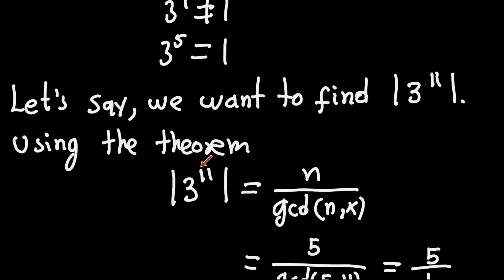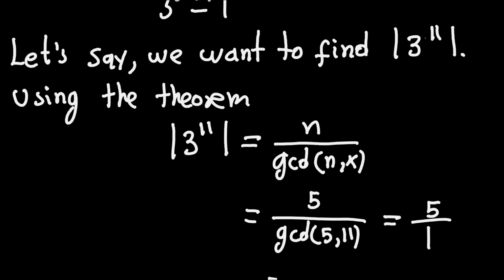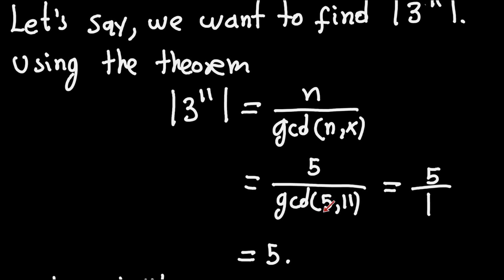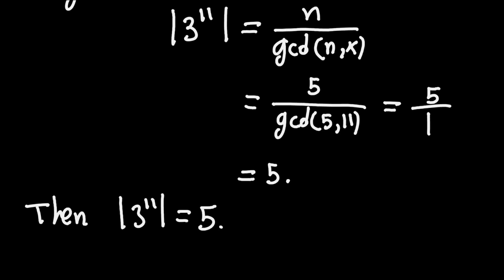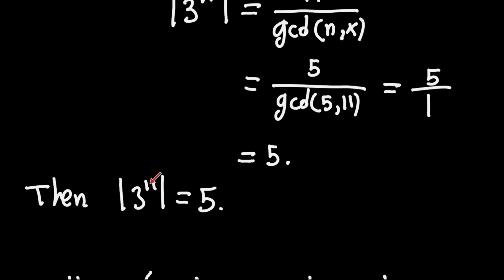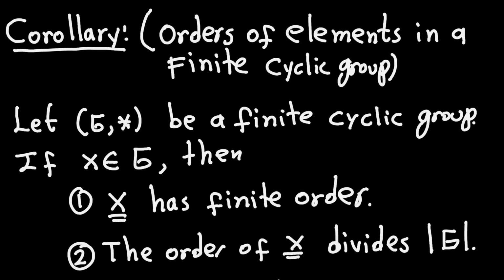So what would be the order of 3 to the 11th power? By the theorem, it is going to be n divided by the GCD between n and k. But what is n in this case? n is the order of the element, the order of 3. And k is this exponent. So in our case, n here will be 5, and k is the exponent 11, which is this one right there. Now the greatest common divisor between 5 and 11 is 1, so we get 5 over 1, and that gives us 5. So the conclusion from the theorem is that the order of 3 to the 11th is also 5. So this corollary talks about the order of elements in a finite cyclic group.